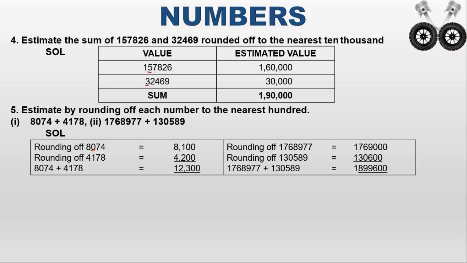Okay, next number is 4,178. What is in the 100 portion? 1. So you have to look at the right side number, that is 7. So 7 is greater than 5. That means you have to add 1 to that number. It will become 4,200. Now add the values: 0 plus 0, 0. Again 0 plus 0, 0. 1 plus 2 will become 3. 8 plus 4 is 12.